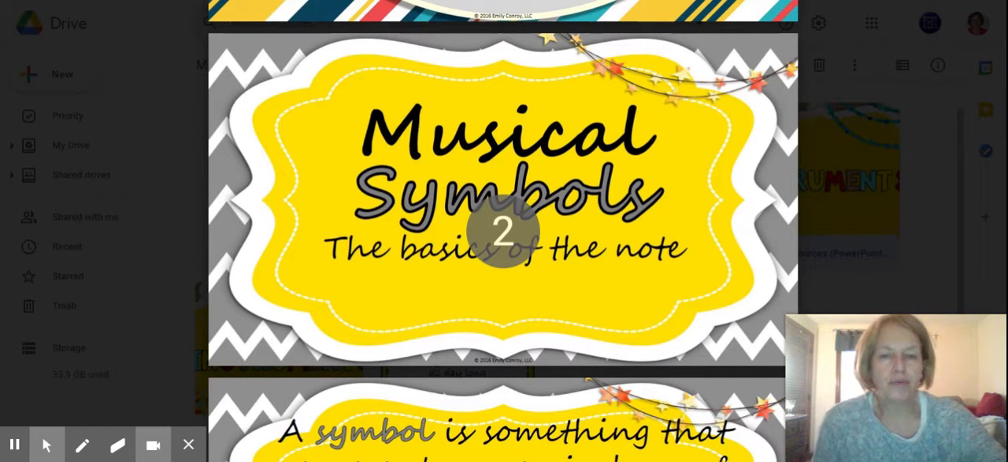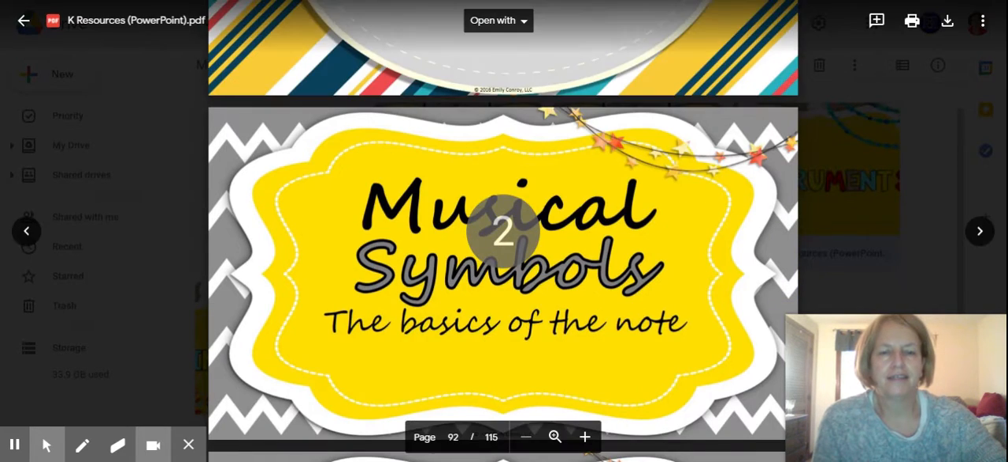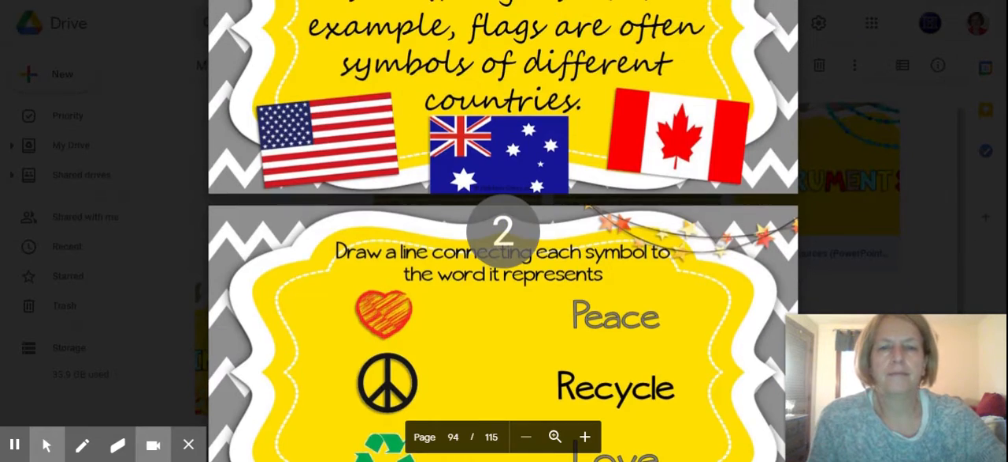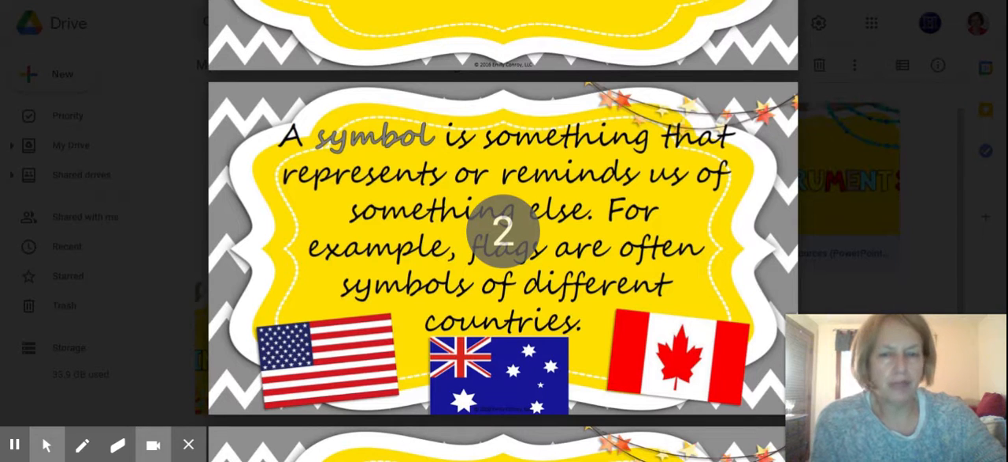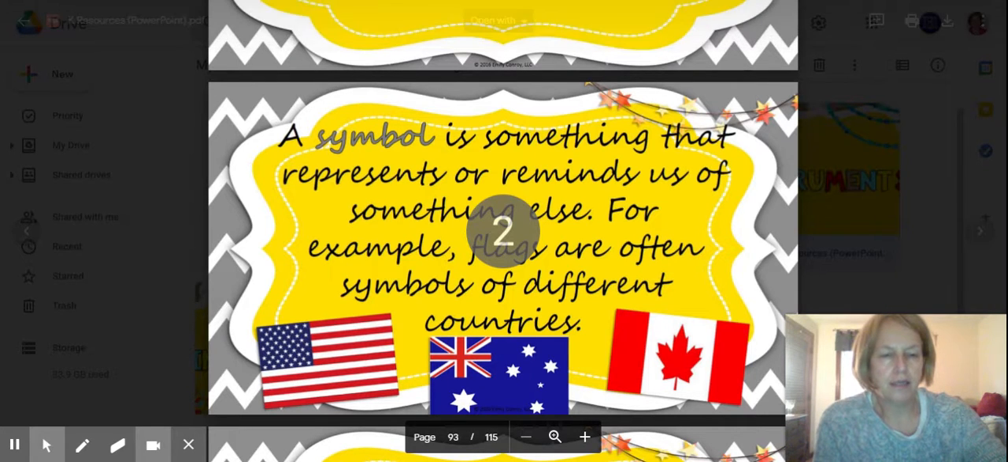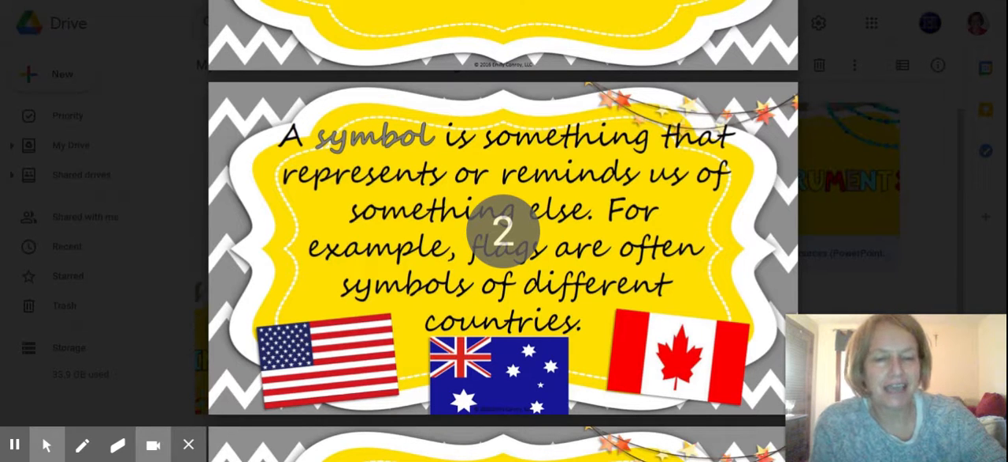Musical symbols are the basis of the note. A symbol is something that represents or reminds us of something else. For example, there are often symbols for different countries. We have the United States. This is Australia. And this is, what do you think? Right, it's Canada.